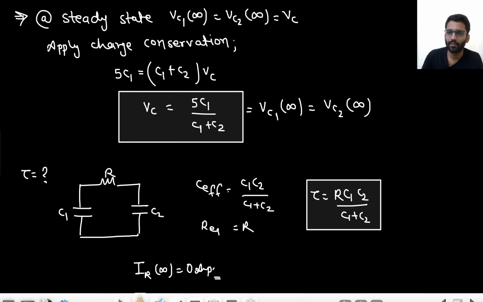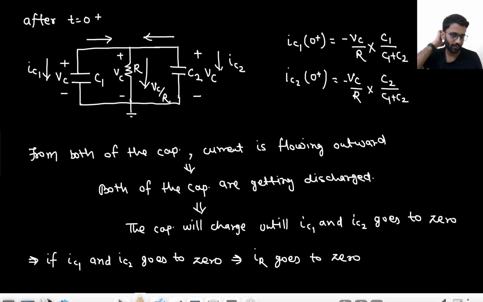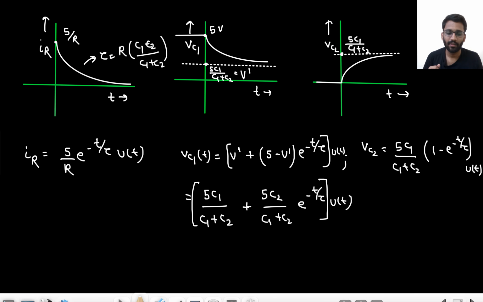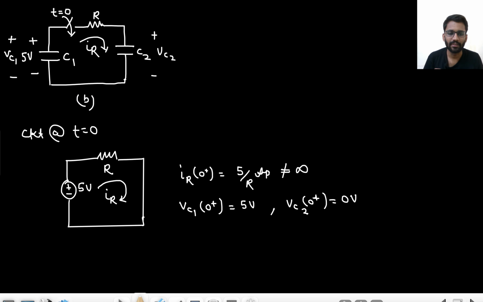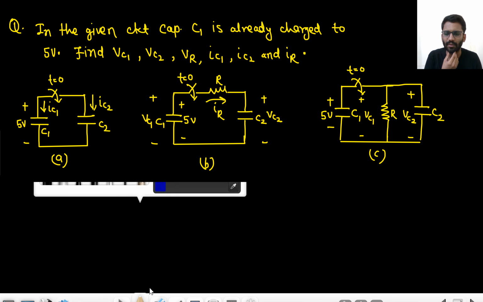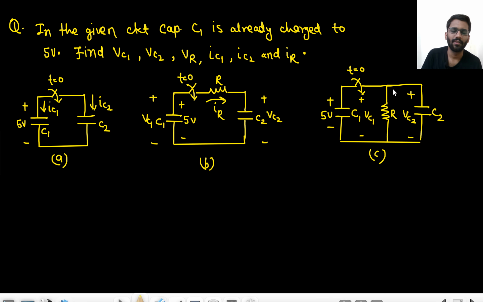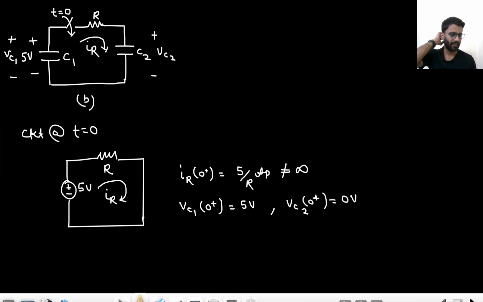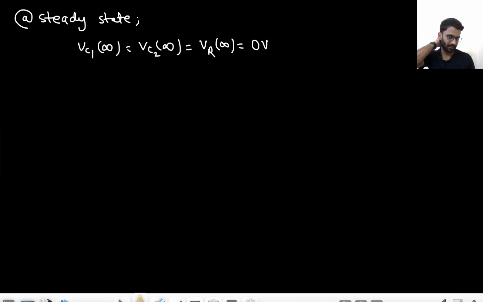So we will make the waveforms now. What waveforms do we have to make? VC1, VC2, and I guess we can make IC1 and IC2 as well. This is IC1, this is IC2. We can make all the waveforms.